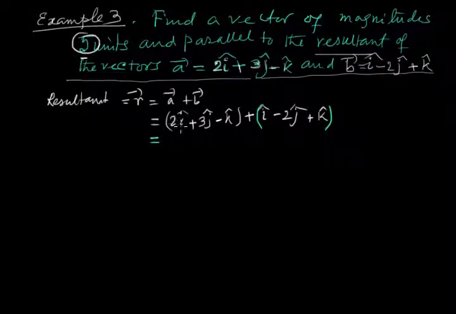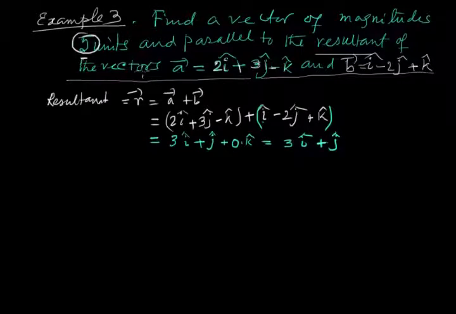So now add. So component of i here is 2 and the other component of i is 1. So 2 plus 1 is 3 i cap, plus 3 and minus 2, so only j cap. Then minus 1 and plus 1, so this becomes 0. So finally we will get 3i cap plus j cap.